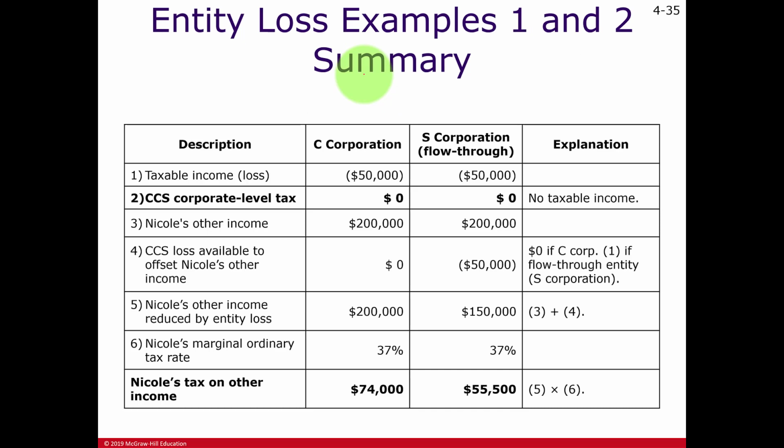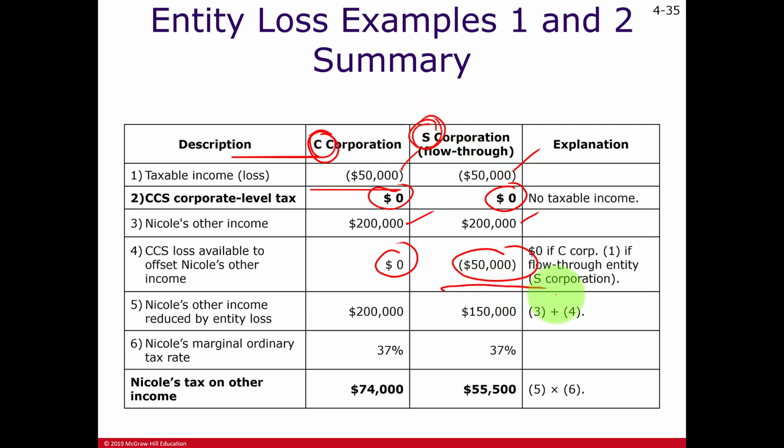So here's that situation again. Loss at the corporate level, be it a C or an S. Definitely no tax at all for S. And here, tax only if there's income, which we have a loss. Nicole's other income with her husband. No pass-through or flow-through of the loss from a C. Here, pass-through, flow-through from an S.